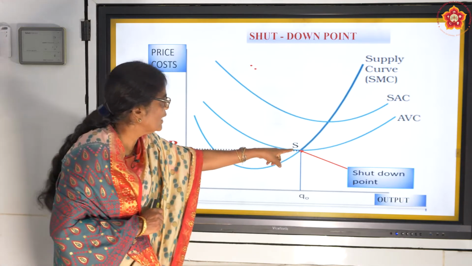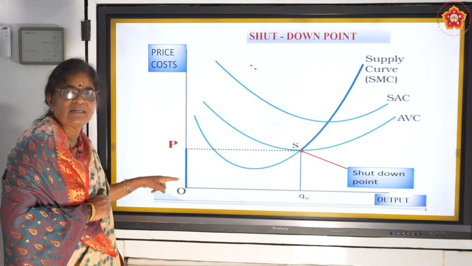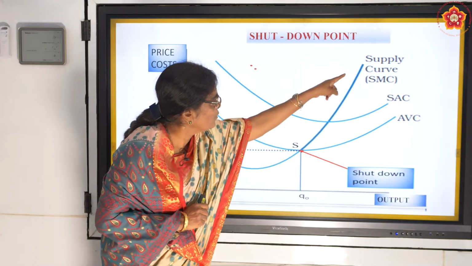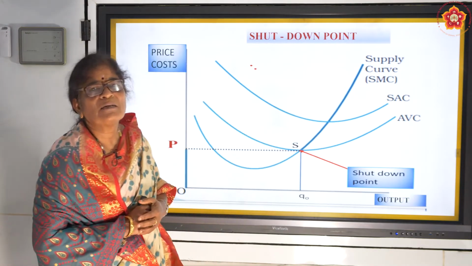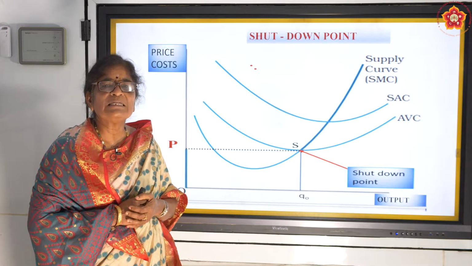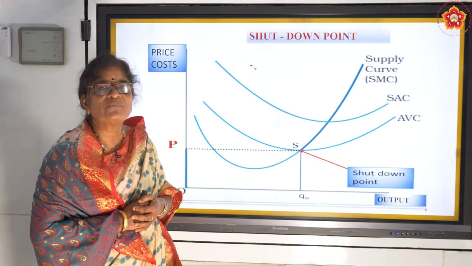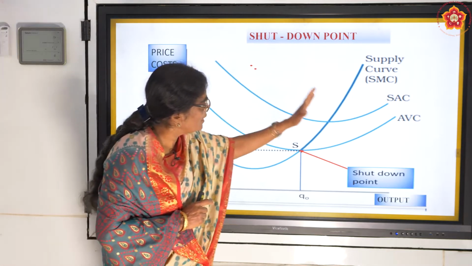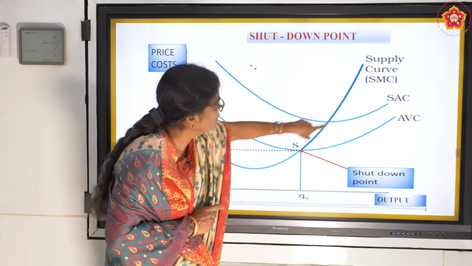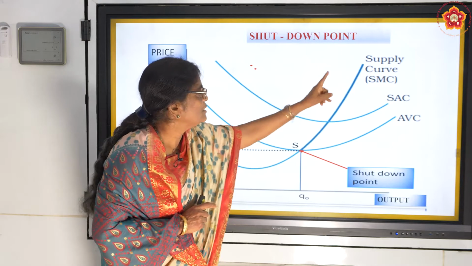There are two bold lines here. This is one bold line and this is another bold line. You know how to get this bold line, which is nothing but the supply curve. We know that for a firm functioning under a perfectly competitive market structure, the supply curve is a part of the marginal cost curve. It's not a separate supply curve. It's a segment of the SMC curve, that is, the short-run marginal cost itself is referred to as the supply curve.